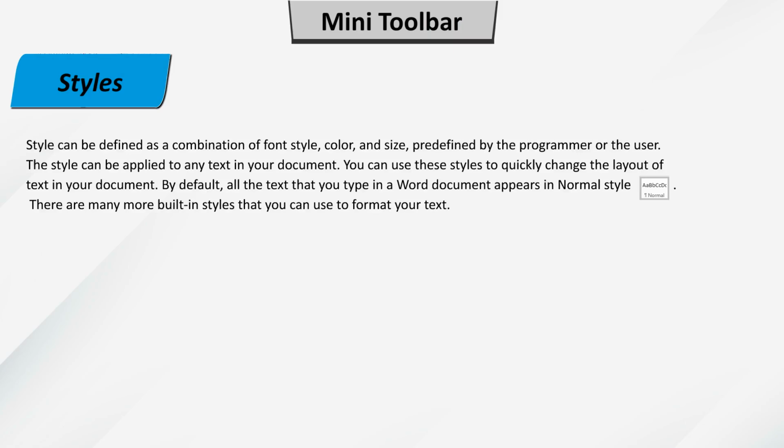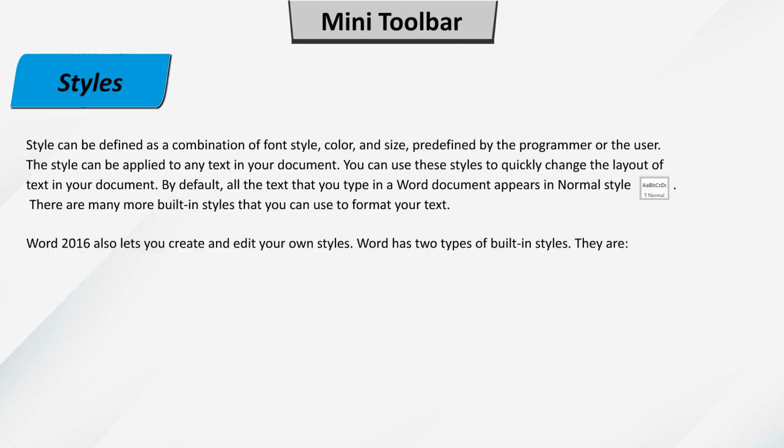Styles. Style can be defined as a combination of font style, color, and size predefined by the programmer or the user. The style can be applied to any text in your document. You can use these styles to quickly change the layout of text in your document. By default, all the text that you type in a Word document appears in normal style. There are many more built-in styles that you can use to format your text. Word 2016 also lets you create and edit your own styles.